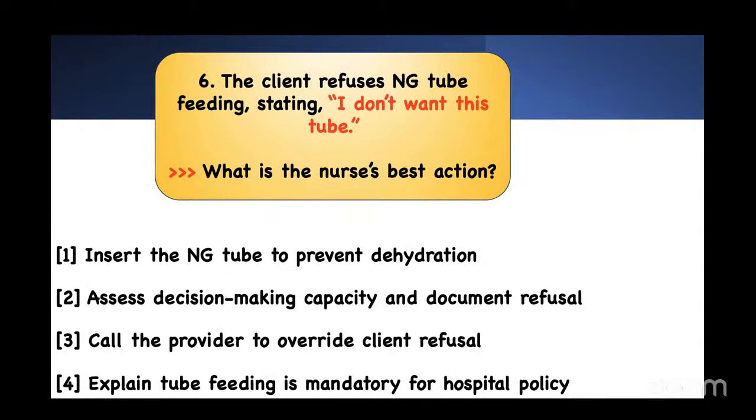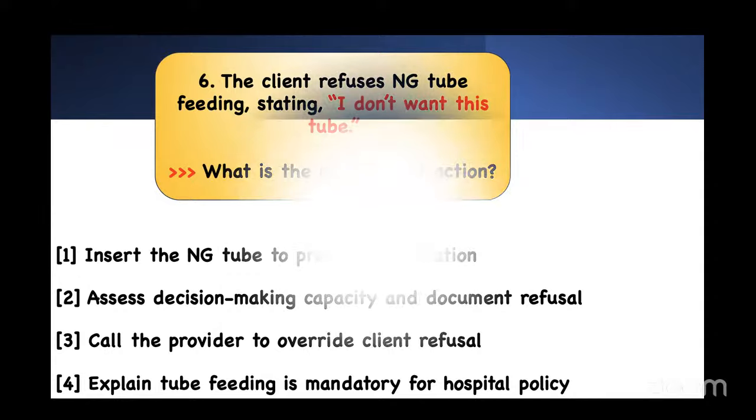So yes, we should assess their capacity first and make sure they understand what they're saying. Are they just saying it because they're mad? So assessing the capacity of the individual is very important. Then if they refuse, you can write it down. You cannot just jump on it. Assessing capacity means, hey, you know what you're saying? We have to give you the NG tube. And you have to make sure they're not confused. They know what they're saying. Option 4 is a trap, right? Hospital policy does not override individual autonomy. Individual autonomy is the most important. You don't care about the hospital, even though you work there, right?